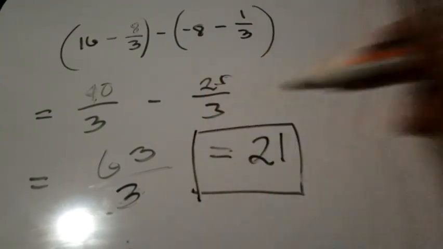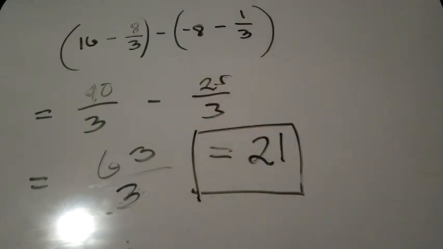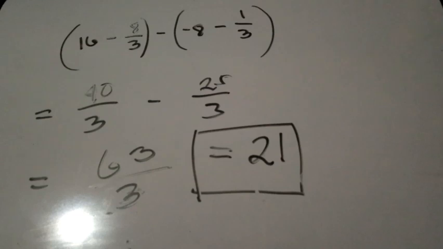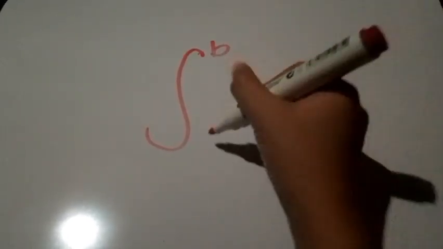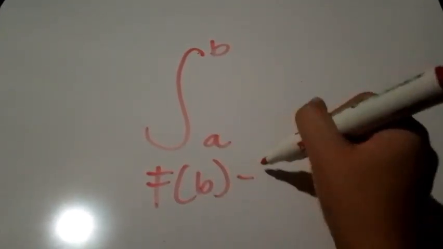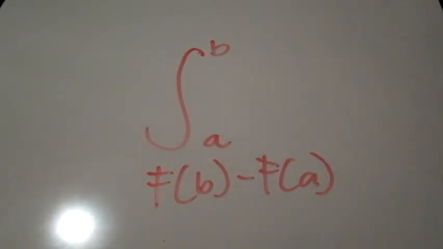So 21 is the answer for the definite integral from negative 1 to 2 of 8 minus t squared dt, by using the formulas that I just explained. And remember that in the integral symbol, this is the upper limit and this is the lower limit, and we use f of b minus f of a, and that's it.